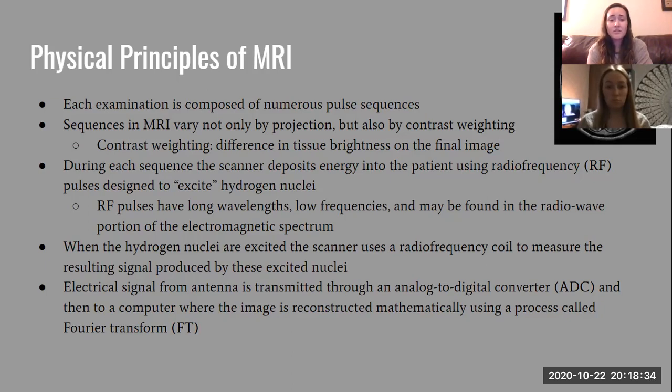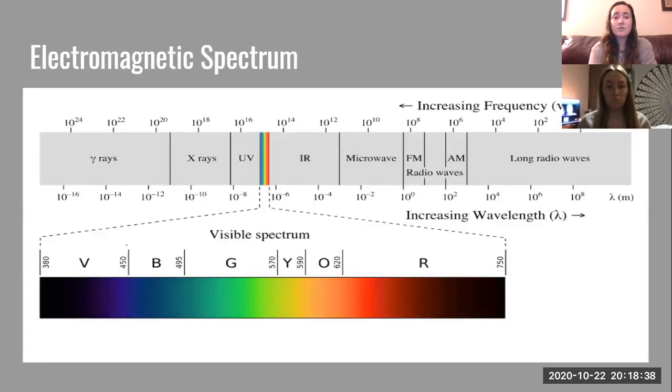So the RF pulses have long wavelengths and low frequencies. In this next slide, it shows the electromagnetic spectrum. So these RF would be down here by the long radio waves.